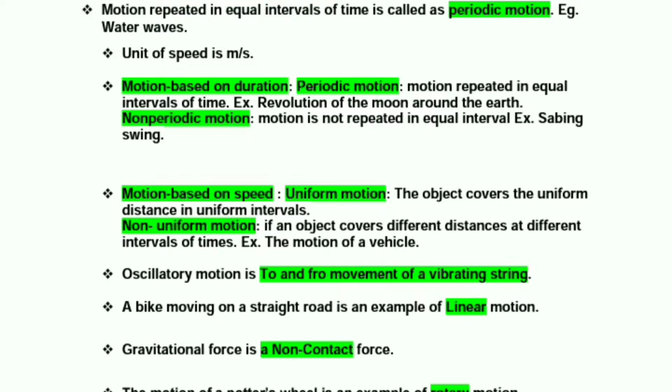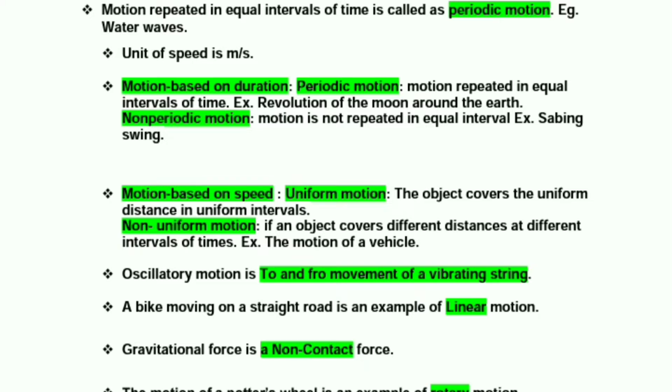Non-periodic motion is not repeated in equal intervals. Next, motion based on speed: uniform motion, the object covers uniform distance in uniform intervals. Non-uniform motion, if an object covers different distances at different intervals of time. Example, the motion of a vehicle. Next, oscillatory motion is to and fro movement of a vibrating string.